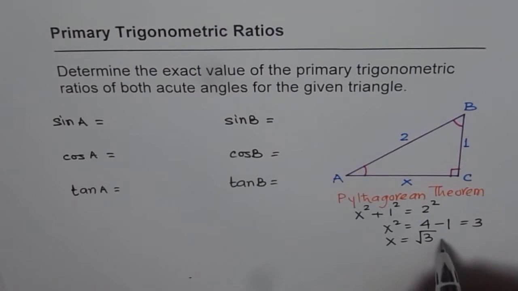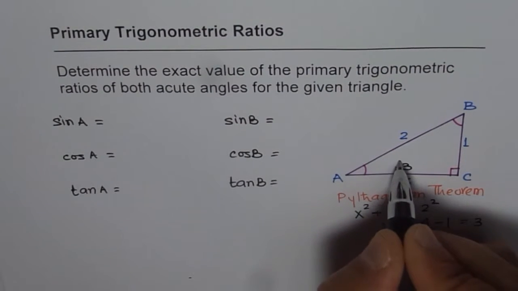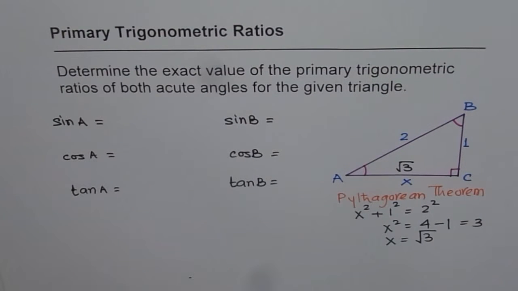So I'll recommend do not use calculator. It might give you decimal answers, right? Since we are trying to find the exact value, you have to write square root 3, right? So we can say x we have calculated as square root 3. So we can use this value of square root 3 and then find all exact values of our primary trigonometric ratios. I hope now it's absolutely clear. You can pause the video, write down your answer, and then check with mine.